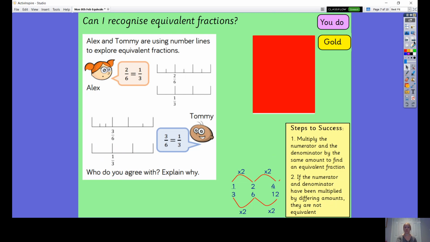Alex and Tommy are using number lines to explore equivalent fractions. Alex says 2/6 is equal to 1/3. She's drawn some number lines to represent that. And Tommy says 3/6 is equal to 1/3. Who do you agree with? Explain why. So can you pause here and have a little look, write down who you agree with and why. We'll come back together in a second.